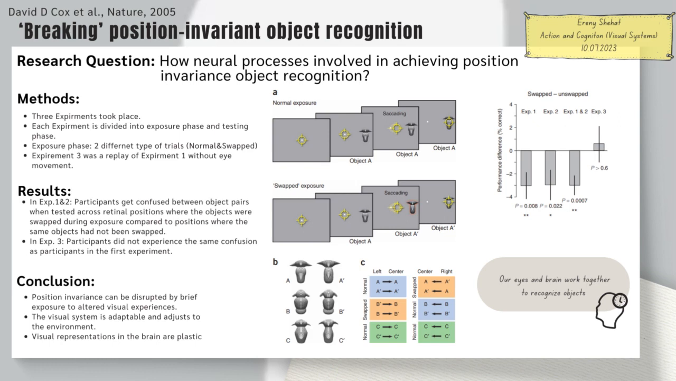Researchers conducted three experiments with human participants to investigate position invariant object recognition. They took advantage of the fact that we are temporarily blind during eye movements. Experiments included two phases, the exposure phase and the test phase.